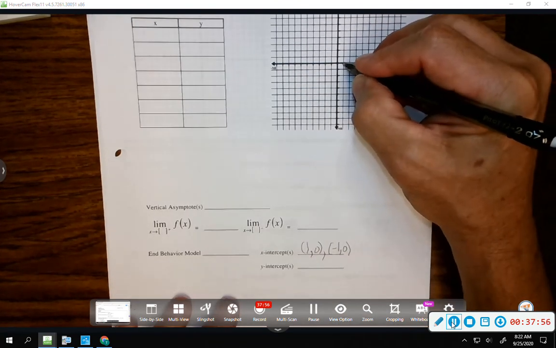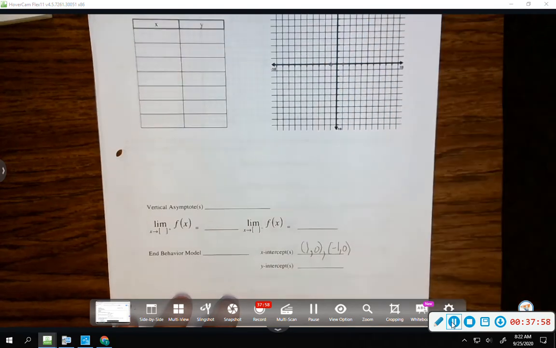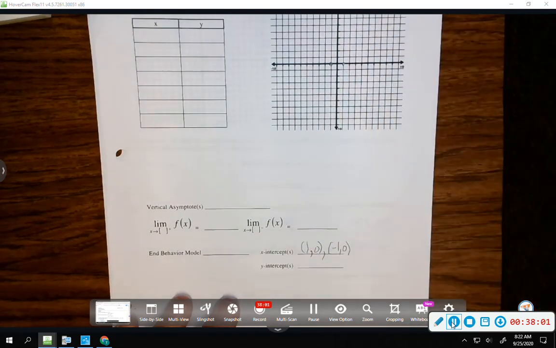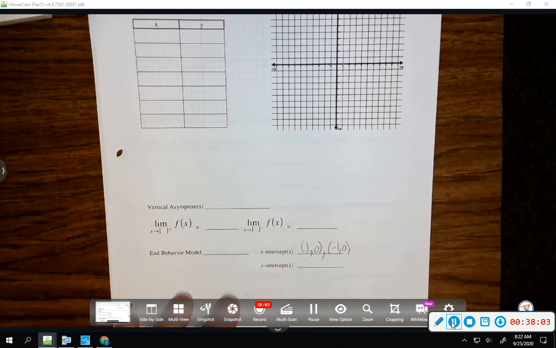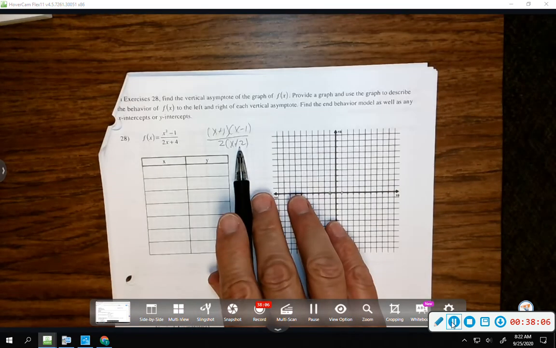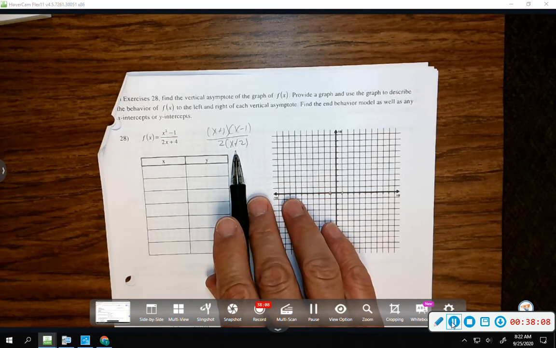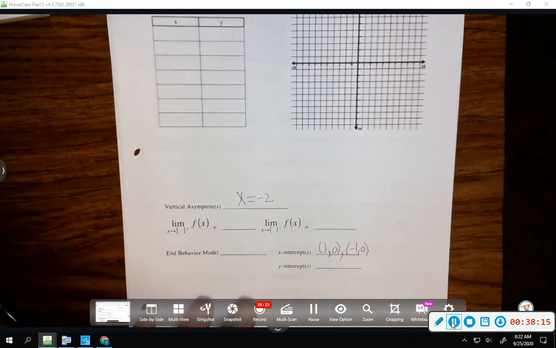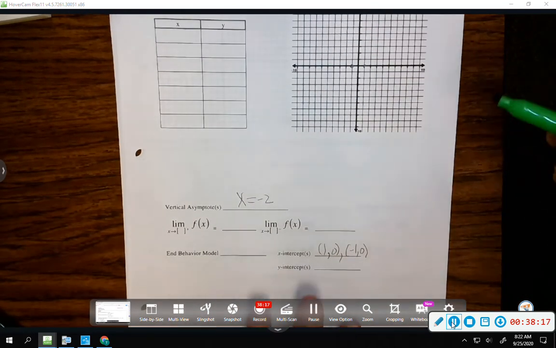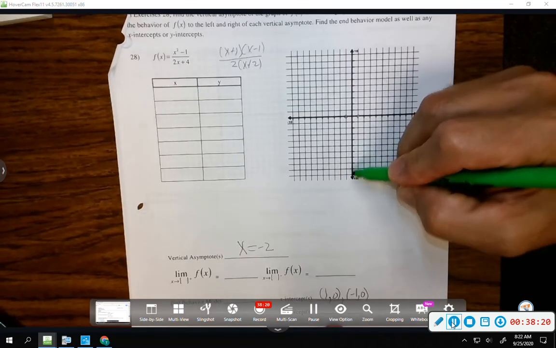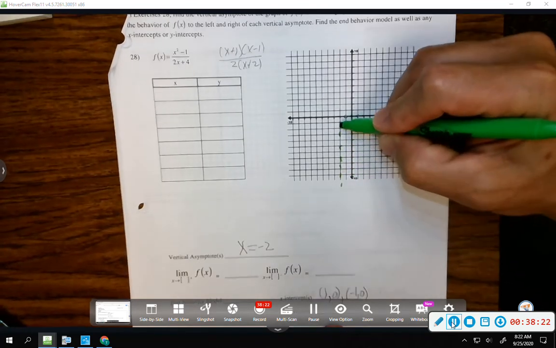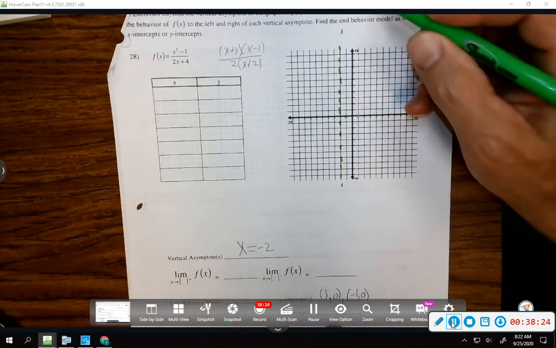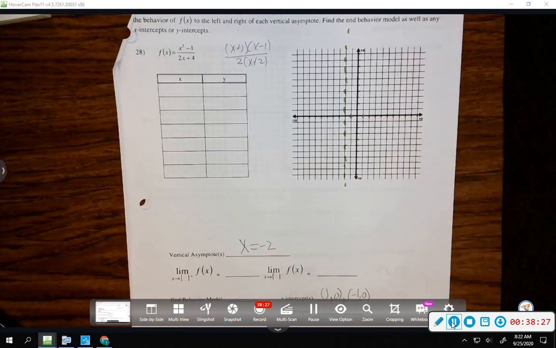That's a good start. Do we have a vertical asymptote? Well, we have a vertical asymptote at any number that makes the denominator equal 0. x equals -2. So I'm going to write that right here, and I might as well dot that in. x equals -2 is right here. Okay. Do we have a horizontal asymptote? What is the end behavior model?